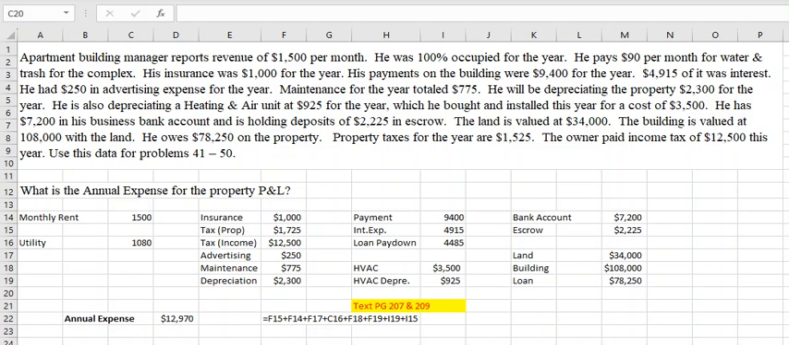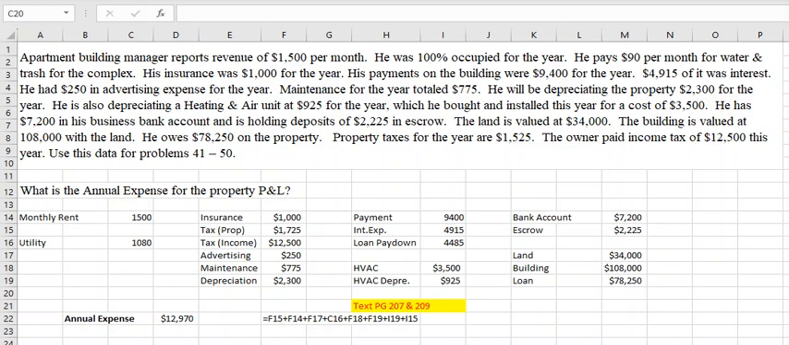There's $250 in advertising expense. Maintenance total for the year is $775. Depreciation on the property was $2,300. There's also a depreciation on a heating and air unit. So the owner had to buy and install a new heating and air unit at a cost of $3,500. So there's a $3,500 capital expenditure. Of that $3,500, we can depreciate $925 this year as an expense.